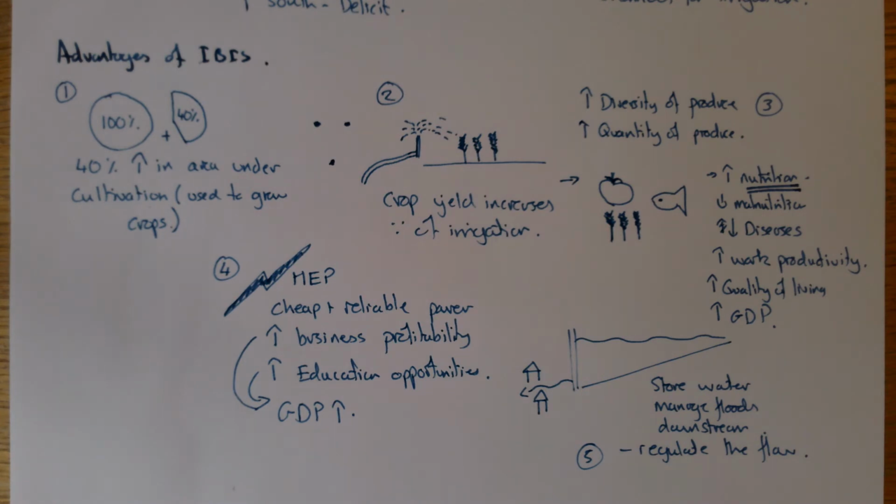That's right, the hydroelectric power generated behind those 3 dams and 100 smaller dams is providing cheap and reliable power. This benefits businesses, allowing them to be more profitable, and provides education opportunities to make a more skilled workforce, all of which helps the economy to grow.